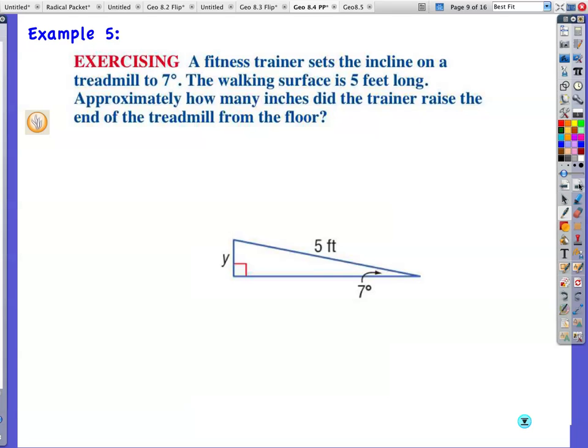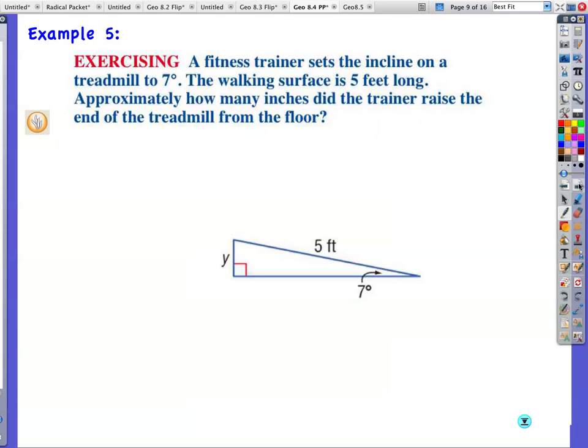Example 5. A fitness trainer sets the incline on a treadmill to 7 degrees. The walking surface is 5 feet long. Approximately how many inches did the trainer raise the end of the treadmill from the floor? And they've drawn a nice picture for us.